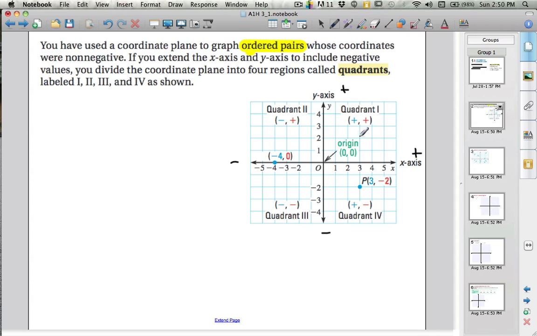And the quadrants run counterclockwise. So this is quadrant 1, this is quadrant 2, this is quadrant 3, and this is quadrant 4. You can see in quadrant 1, x's and y's are both positive. In quadrant 2, x is negative, but y is positive. In quadrant 3, x and y are both negative. And in quadrant 4, x is positive, but y is negative.